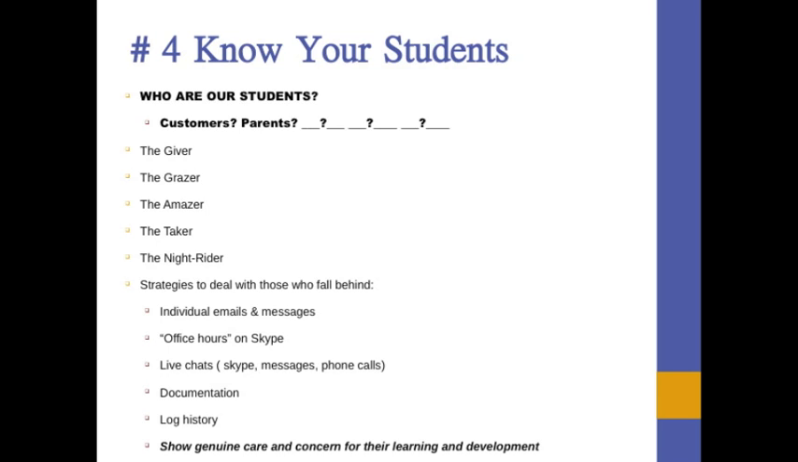The other part I want to point out about students is, for me, I have identified the online student in 5 different categories: the giver, the grazer, the amazer, the taker, and the night rider. I just want to quickly let you know, the giver is that student who is always online. They sign in, they log in, they make their posts on time, they upload, they download, they are really interacting with the course page. And then you also have the grazer.